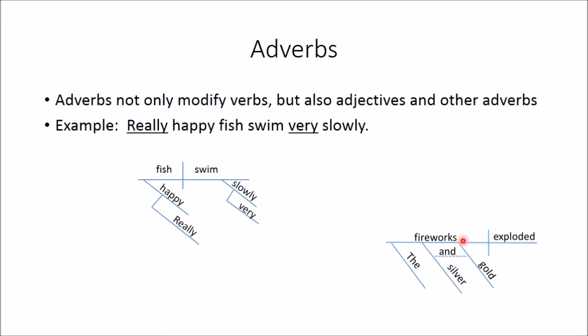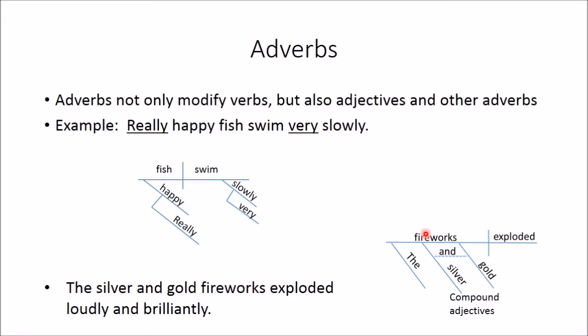Here's another one. Here's our fireworks exploding, right? We have silver and gold. The silver and gold fireworks exploded. But what if we said the silver and gold fireworks exploded loudly and brilliantly, right? So we had compound adjectives with silver and gold. Now we have compound adverbs with loudly and brilliantly.